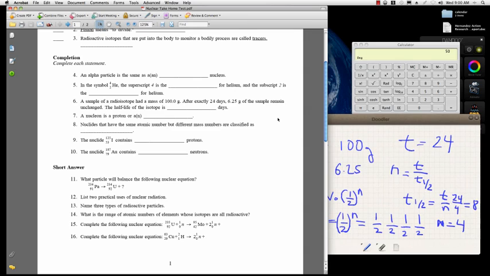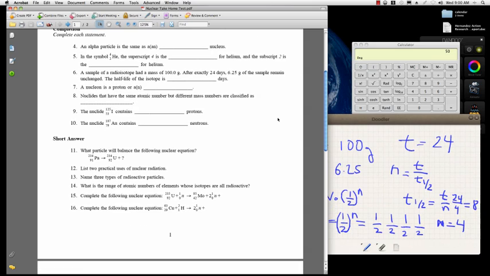Number 10 requires you to do a little math. The nuclide of gold-197 contains, well, you have to subtract 79 from 197 to get the number of neutrons. If you do that correctly in your calculator, non-graphing type of course, it would be 118. All right, moving on to the short answer questions.